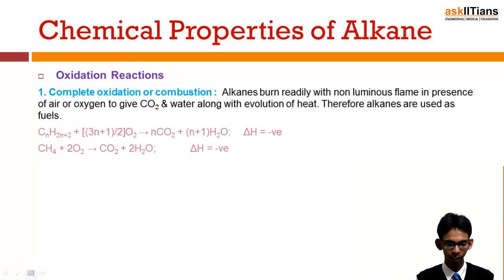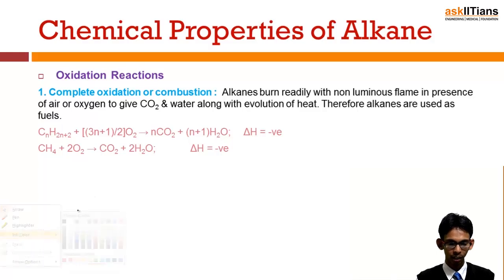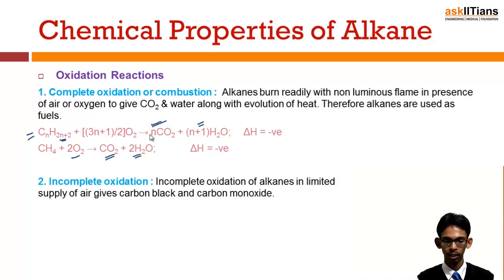Just like this. This is the general formula which represents the combustion of alkanes. If CnH2n+2 is the general formula of alkanes, in that case the number of oxygen molecules required will be (3n+1)/2, and n molecules of CO2 would be formed with (n+1) water molecules. You can see CH4 reacts with 2 molecules of oxygen to form 1 carbon dioxide and 2 water molecules. The second type of oxidation is incomplete oxidation.